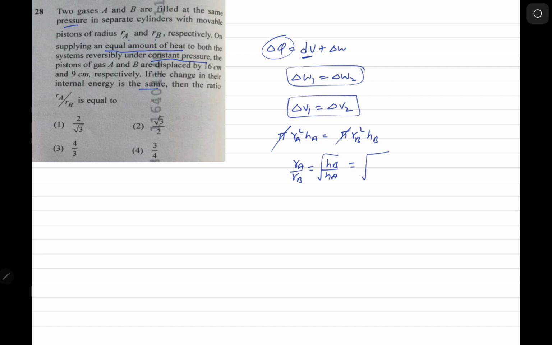Now what is HB? It is the displaced 9 by 16, so the root is 3 by 4. So RA by RB is 3 by 4. So that's option 4th. Hope it is clear. Let's move to the next question.